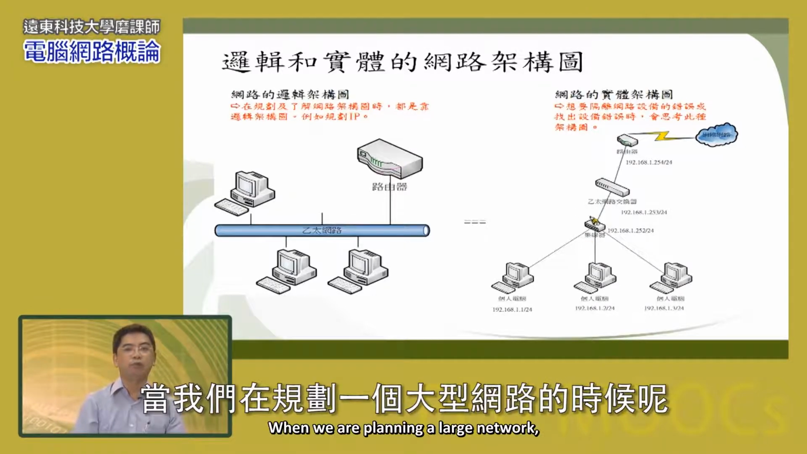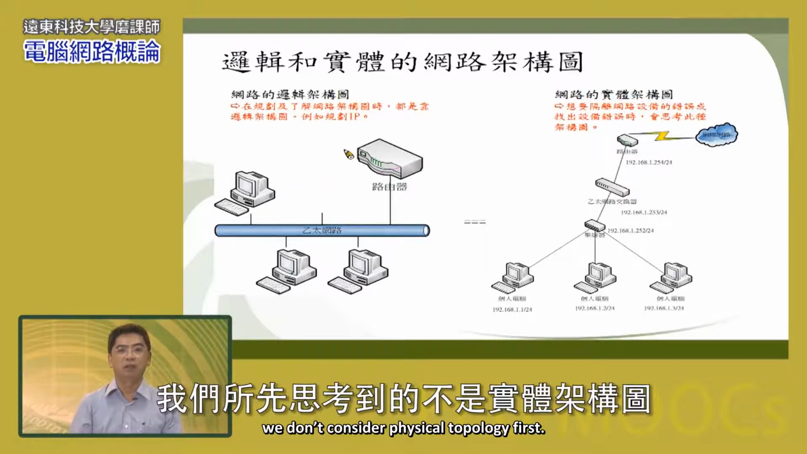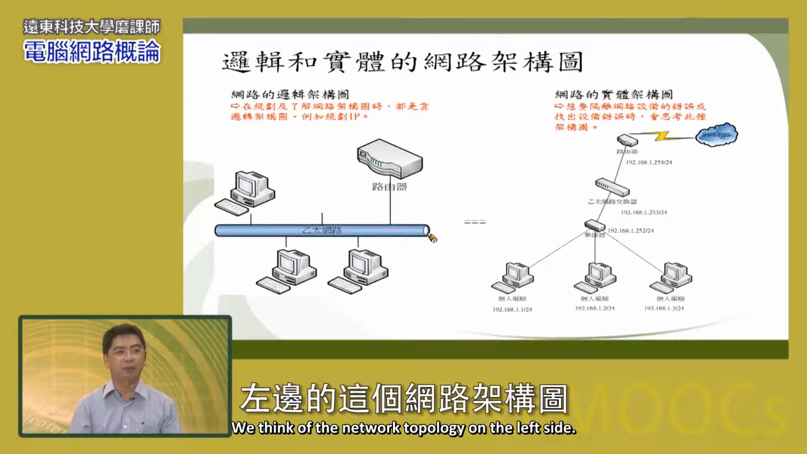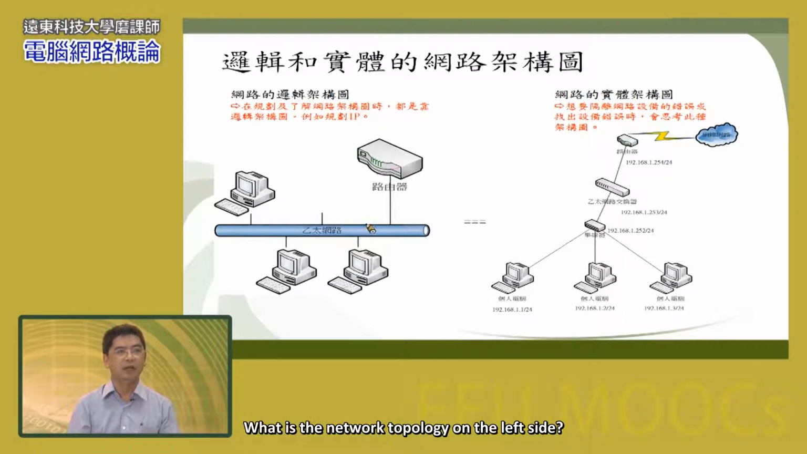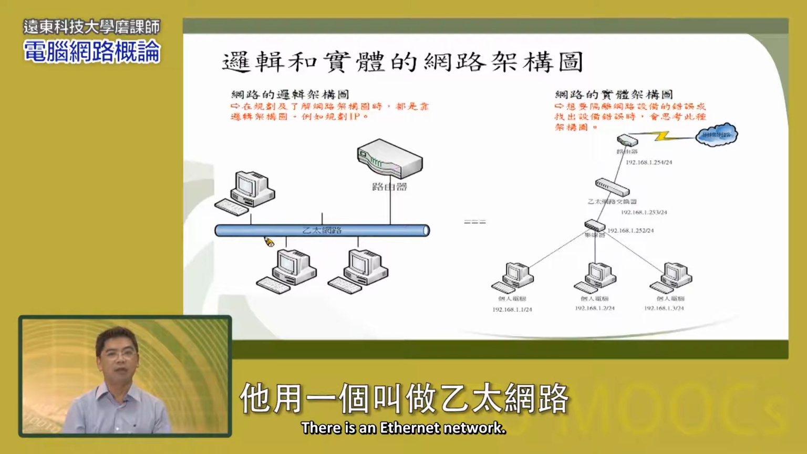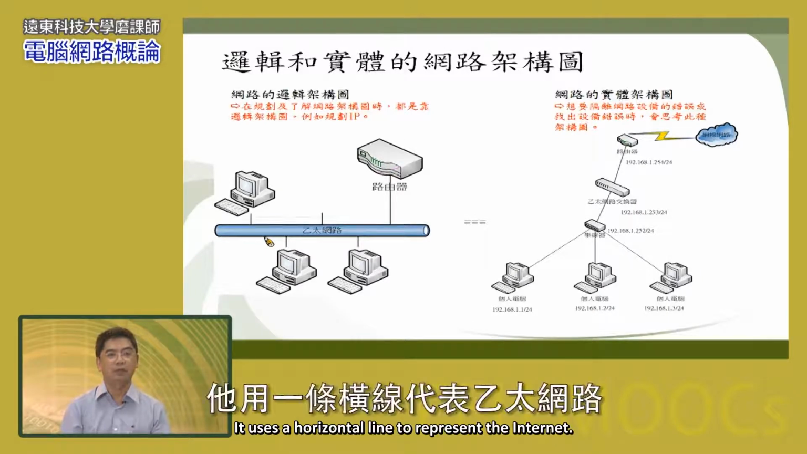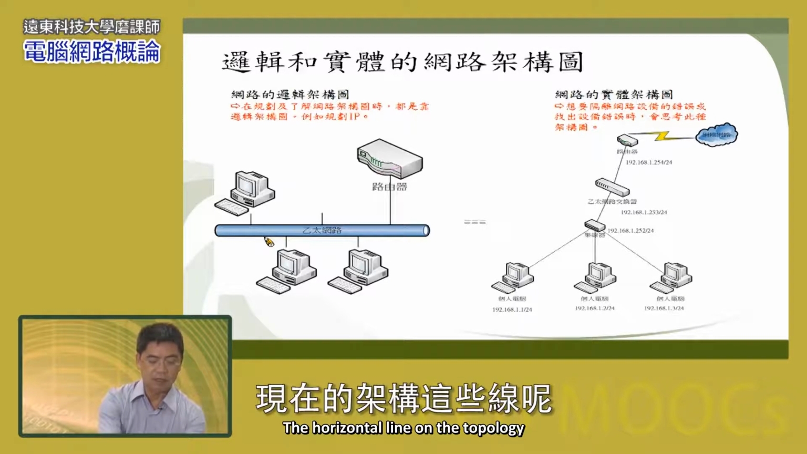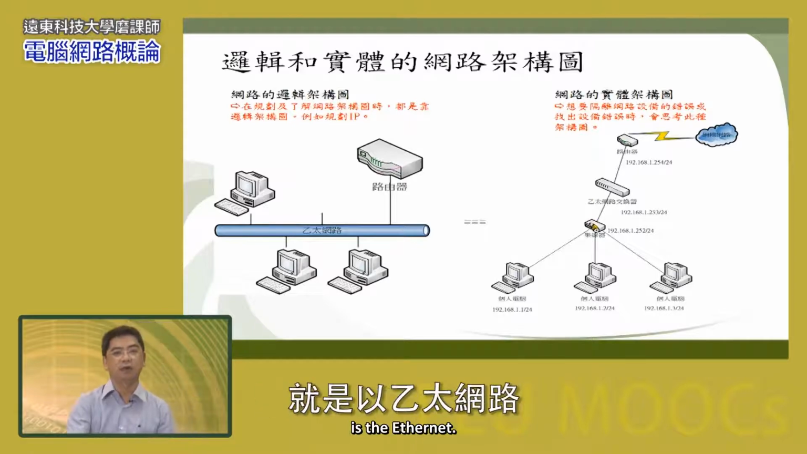However, when we are planning a large network, we don't consider physical topology first. We think of the network topology on the left side. What is the network topology on the left side? Let's take a look first. Under this, there is an Ethernet network. It uses a horizontal line to represent the Internet. The horizontal line on the topology is the Ethernet.